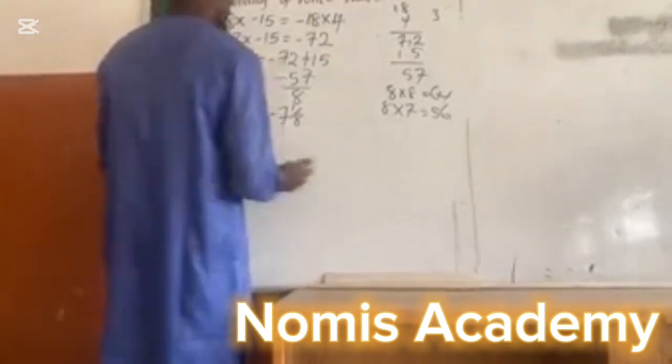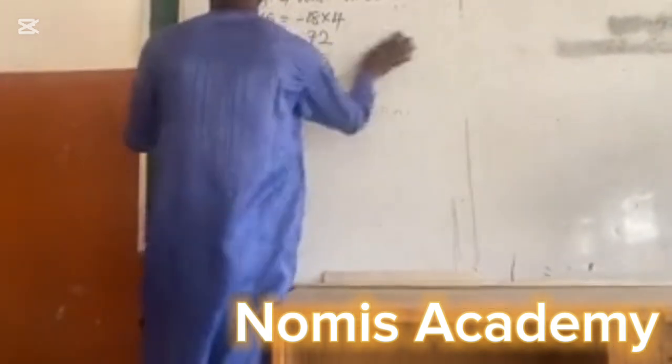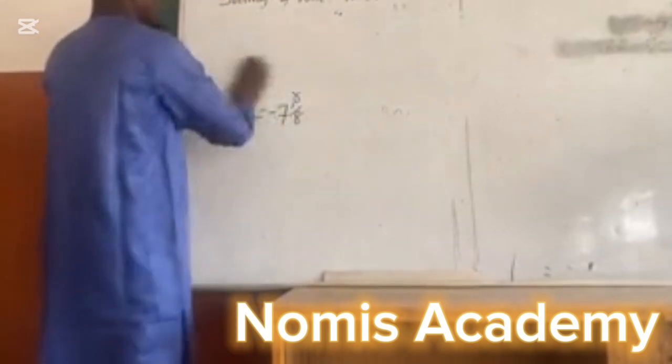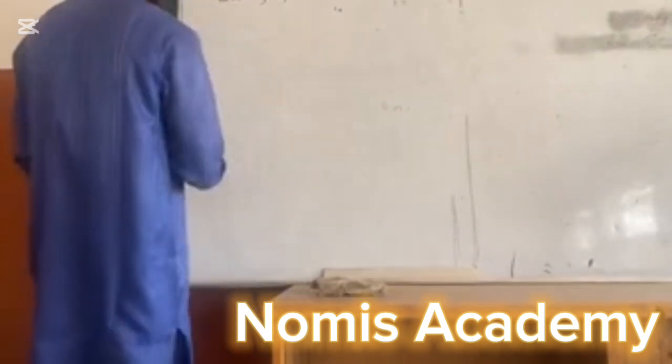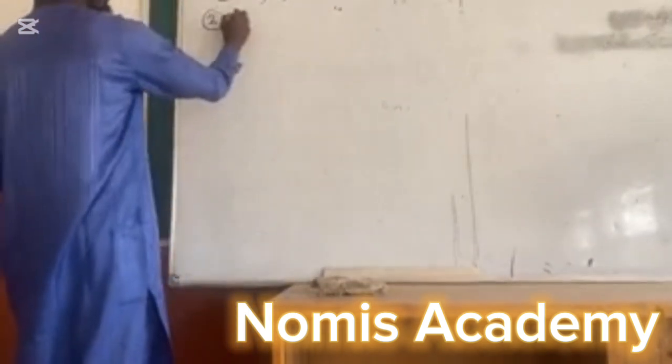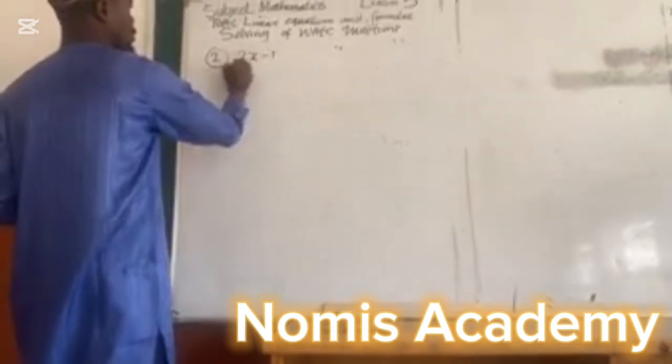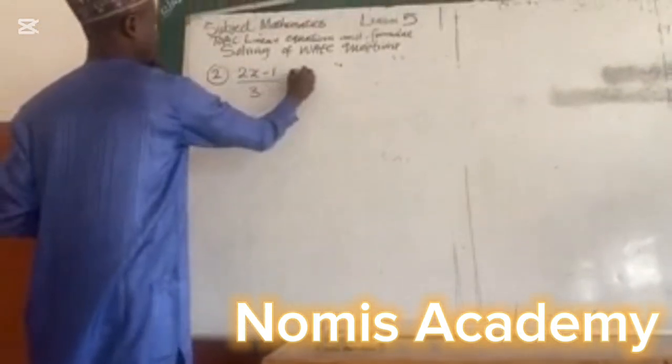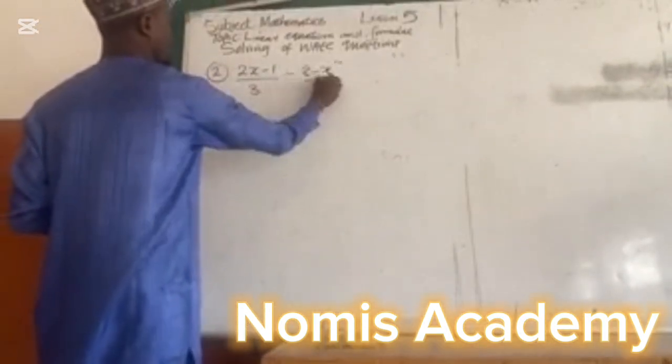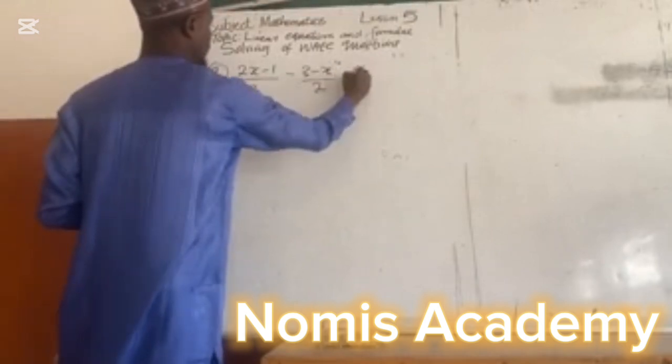Let's go to the second question. The second question says what? It's another equation, number 2. We have 2x minus 1 all over 3, minus 3 minus x all over 2, is equal to x over 4.